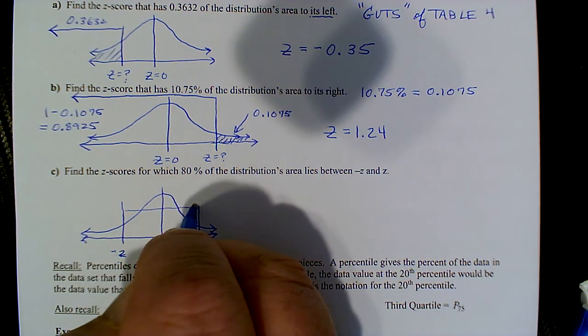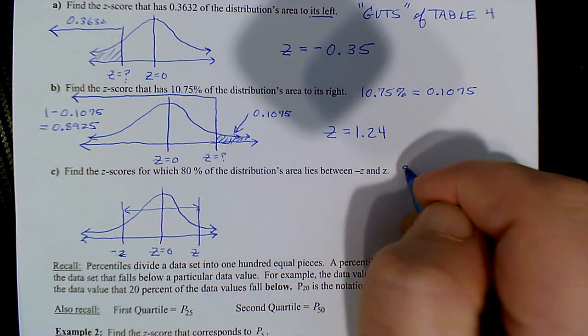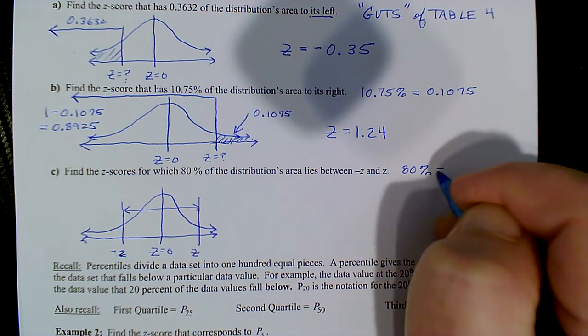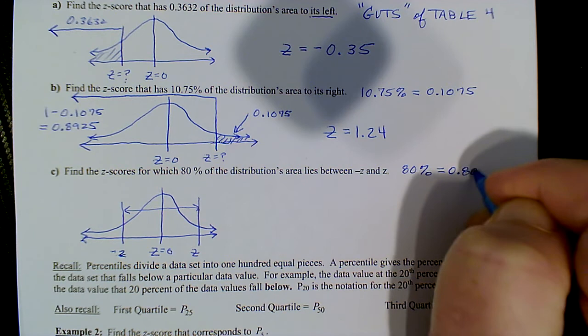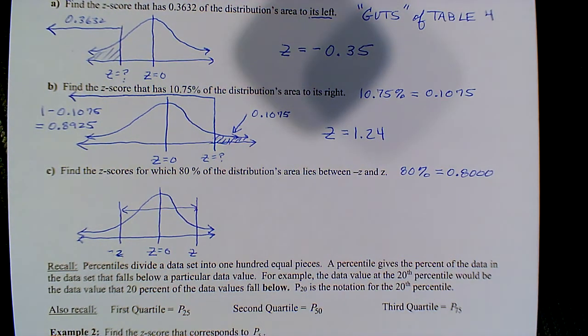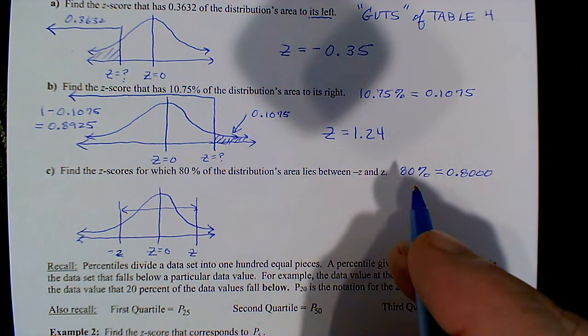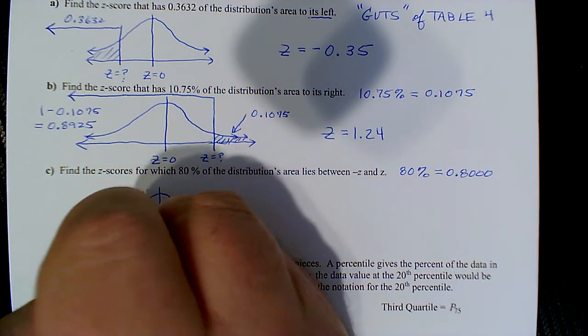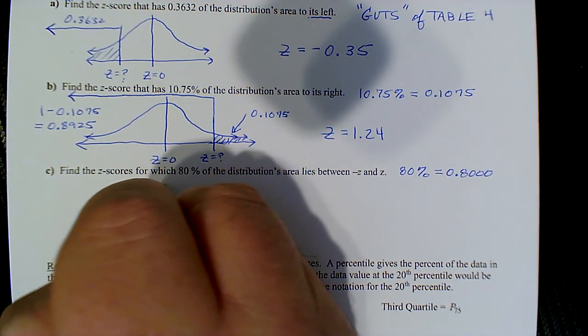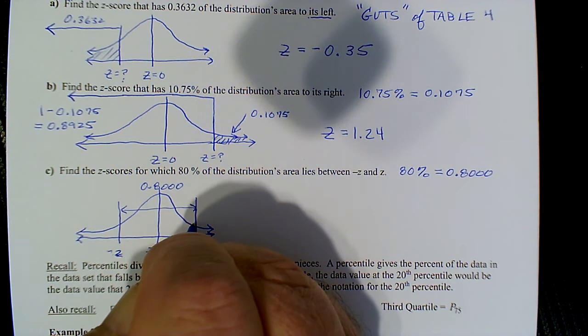So let me do it this way. Let me change 80% to a decimal, of course, to get 0.8. I'm going to say 0.8000 because we have to know we're looking up the area, so 4 decimal places. Z-scores are 2 decimal places, but area we go to 4. So we're basically told that 80%, or 0.8000, is in these regions.